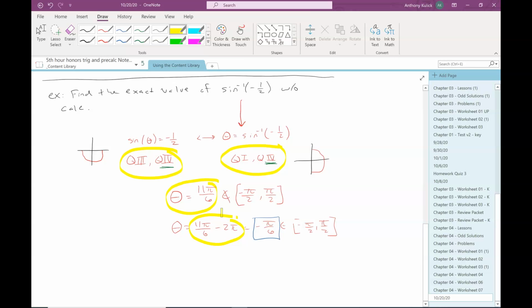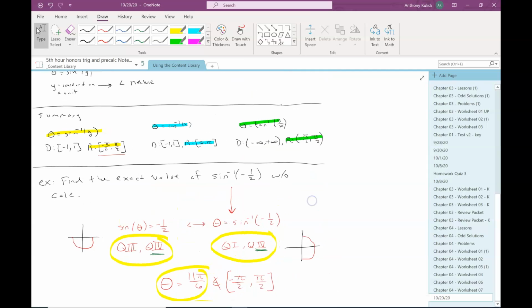Victoria, can you explain why you found quadrant 1 and 4 again? So for sine inverse, the range is always negative pi over 2 to positive pi over 2. So 0 to pi over 2 is quadrant 1. And 0 to negative pi over 2 is quadrant 4. Is that okay? Yes. Okay.